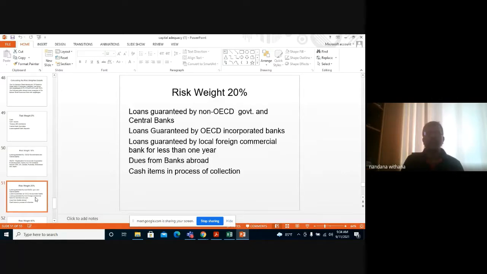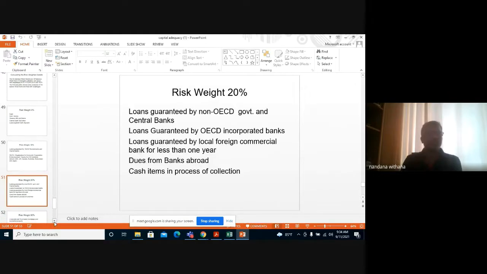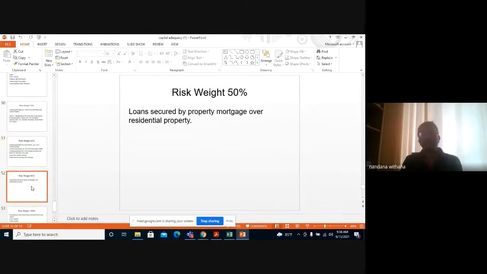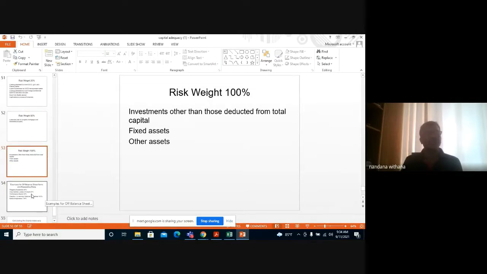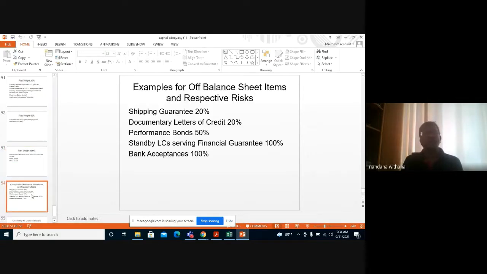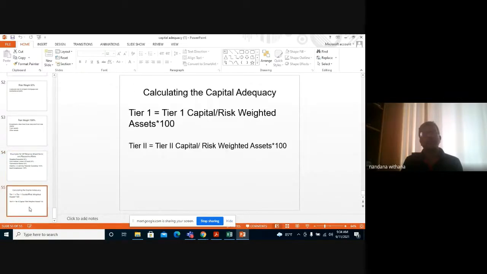Right. Loans guaranteed by non-OECD governments and central banks. Loans guaranteed by OECD incorporated banks. Loans guaranteed by foreign commercial banks for less than 1 year. So likewise, 20%. Then 50% risk weight. Then 100% risk weight. Then we said there are certain items which are not falling into the balance sheet. So what are they? Then how do you calculate Tier 1 and Tier 2?